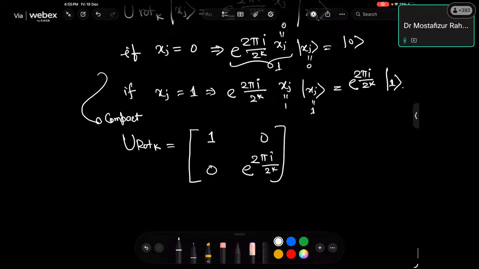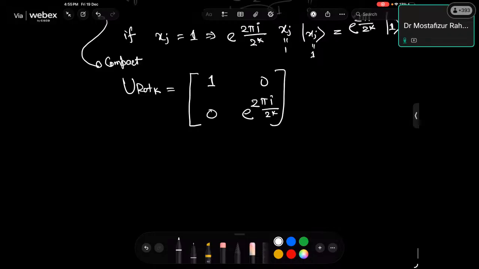This is known as the U rotation k gate, right? But this is not readily available. You have to prepare this. For example, the R theta gate, right? The R theta phase gate is basically [[1, 0], [0, e^(iθ)]]. So this is how you can create this one.